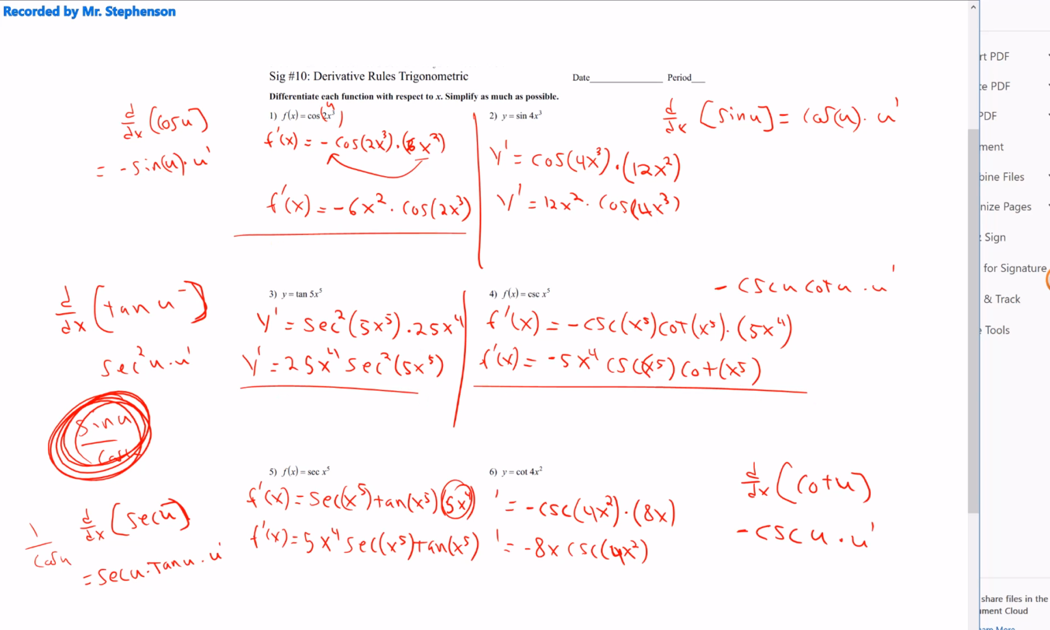The biggest part of this is memorizing those shortcuts and then simplifying a little bit. And you should do fine. Alright, good luck on this one.